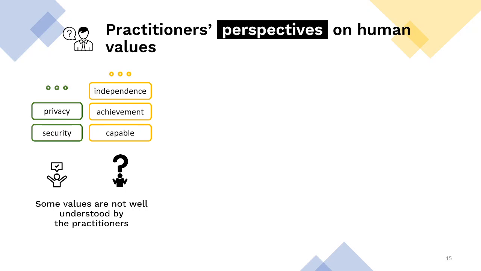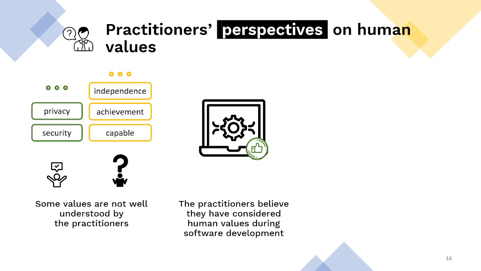First, regarding the perspective of practitioners on human values, some values such as independence, achievement, and capable are not well understood by the practitioners. The practitioners seem to understand values that are well known in software engineering, such as privacy or security. The practitioners also believe that they have considered human values during software development. These values mostly are those that are well known to them.